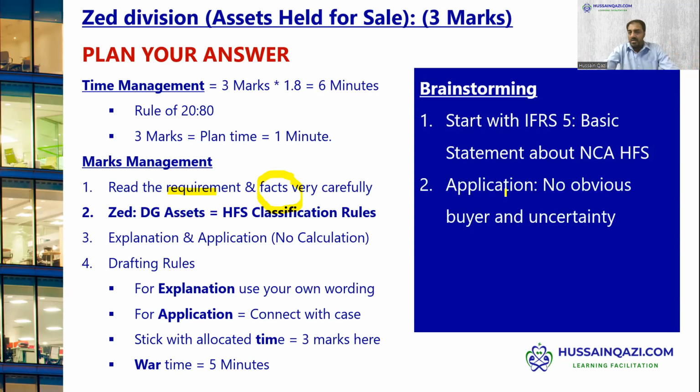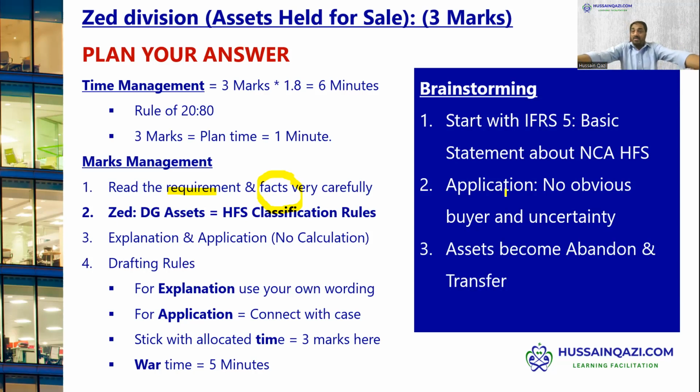Number two, application. No obvious buyer and there is uncertainty. The assets become abandoned, connect the dots, assets become abandoned and transferred. So by connecting these two dots, the concluding point is that it's not possible to apply held for sale. We have to report according to the normal accounting standards, not according to IFRS 5. So this is the brainstorming.